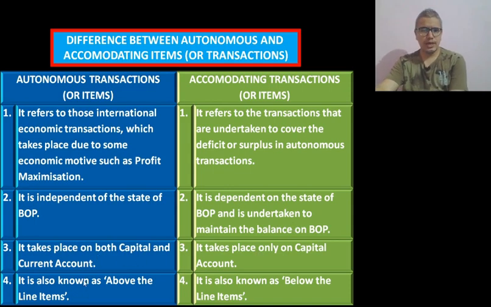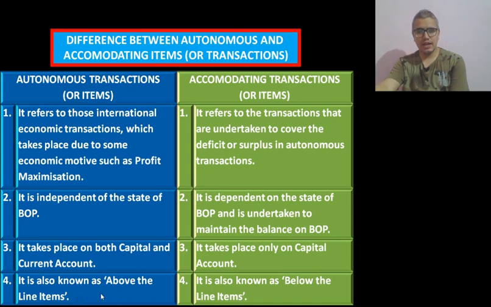Autonomous transactions take place on both capital and current account. They comprise all the portion of current account, and mainly borrowings, lendings and investment portion of the capital account. So it deals with both types of account, capital and current. On the other hand, accommodating transactions mainly occur on the capital account side only. They mainly comprise the changes in foreign exchange reserves. We know that changes in foreign exchange reserves are part of the capital account only, so accommodating transactions take place on capital account only.